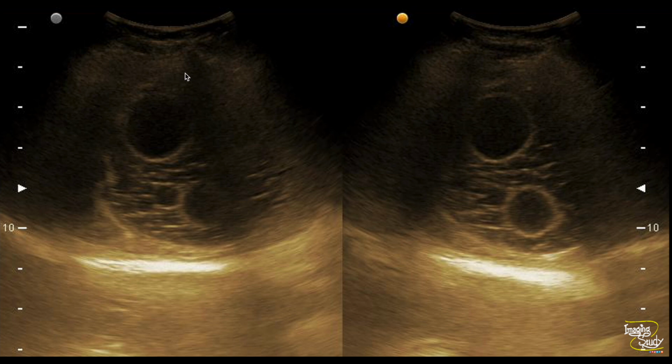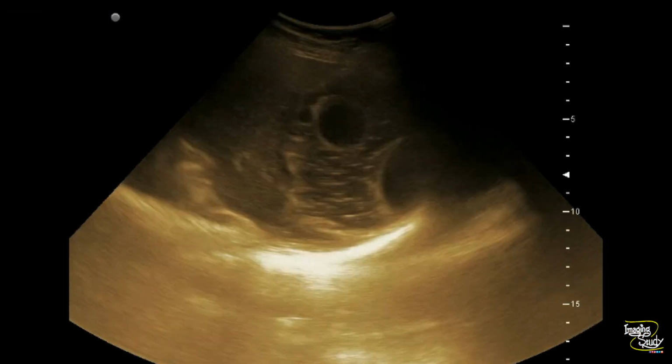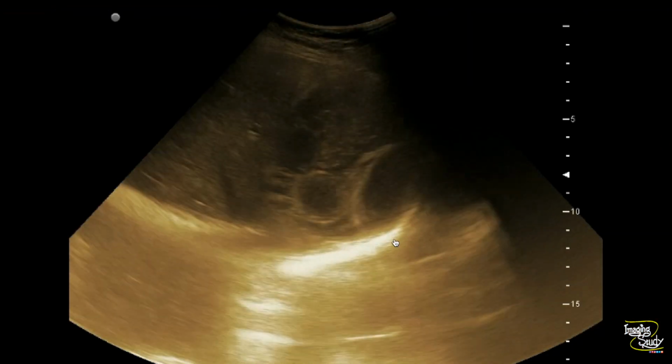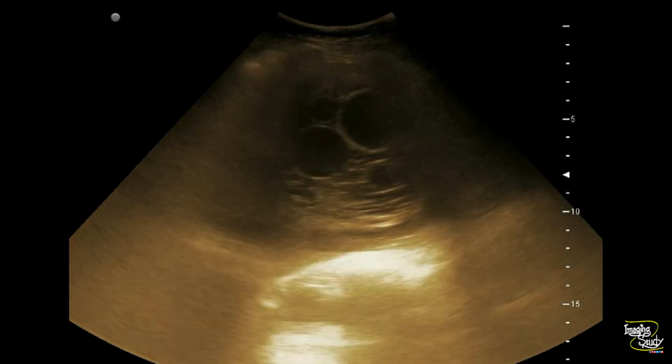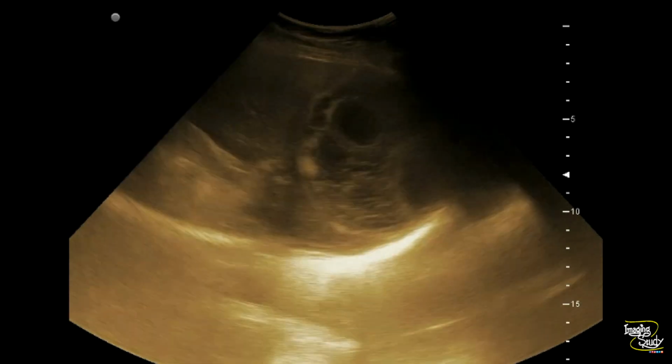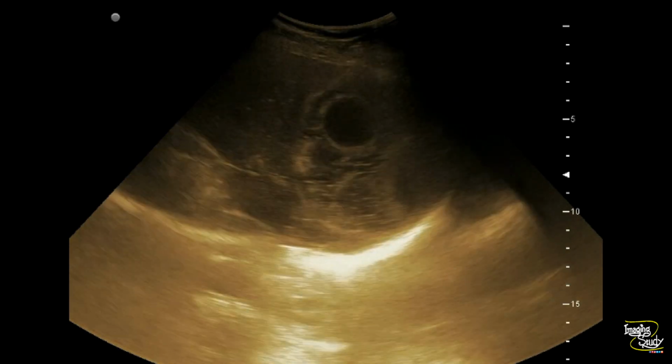So here you can see the honeycomb appearance cystic lesion. Let's see on real time, you can see this cystic lesion is having numerous cystic structures of variable size forming the honeycomb appearance. So don't eat cat feces.